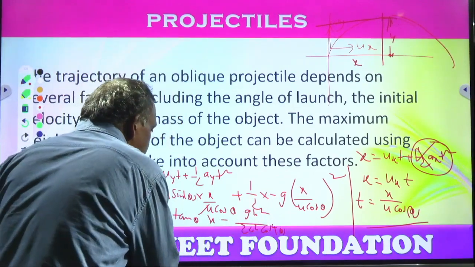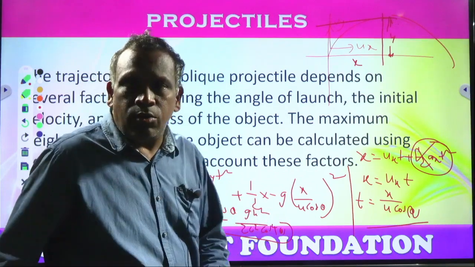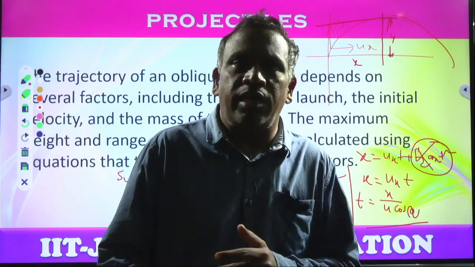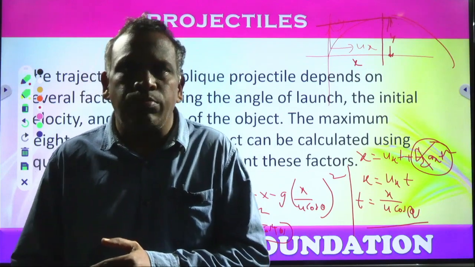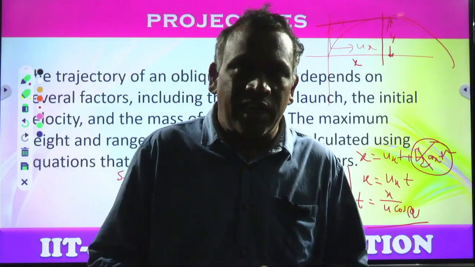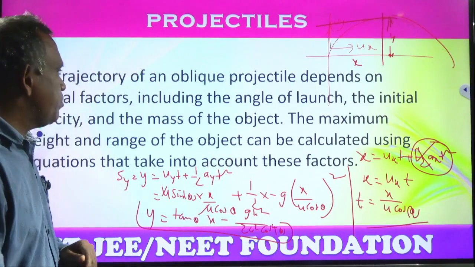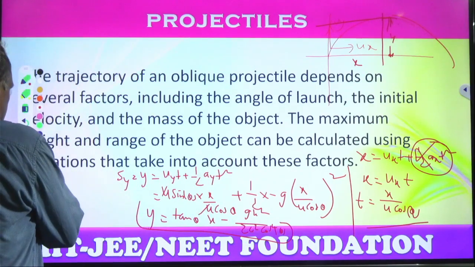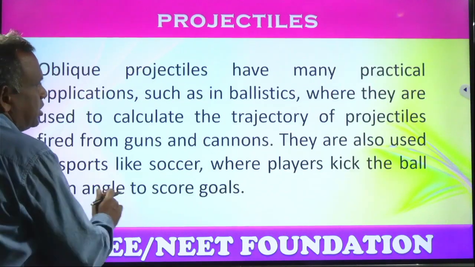What is this equation? This is the parabolic equation, of the form ax minus bx square, where a is tan theta and b is g by 2u square cos square theta. So the trajectory of a projectile is a parabola. You can derive it simply like this. This is one method of derivation.